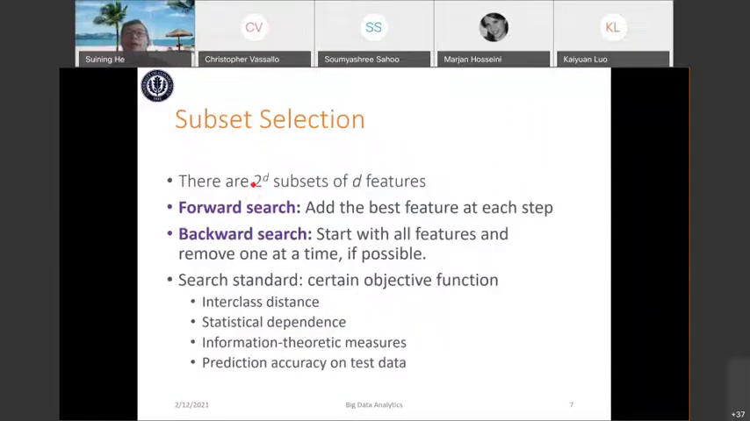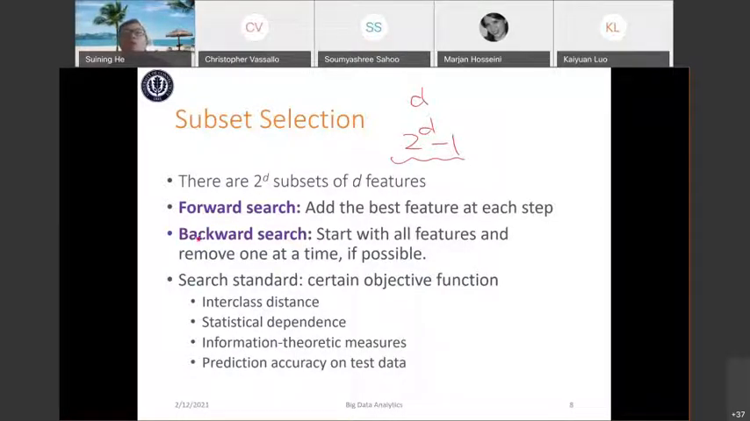So basically, if we have D features, and we try to conduct feature selection, there are a total of 2 to the power of D subsets. Of course, we can use 2 to the power of D minus 1 because 0 features means nothing. So we can use the 2 to the power of D subsets of the features to figure out what would be the best subset for the entire data set.